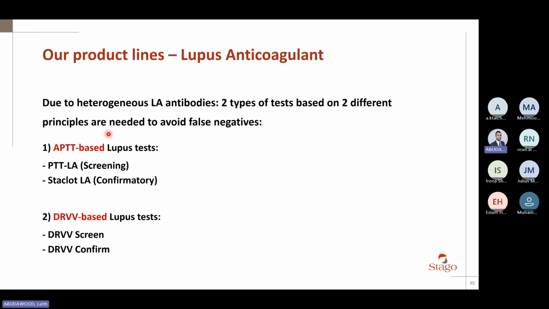For the APTT-based assays, we have PTTLA, which is the screening reagent. We have STACLOT-LA, which is the confirmatory reagent. So I need both. I cannot use PTTLA without STACLOT-LA. I cannot use STACLOT-LA without PTTLA. They are a system. You cannot use one without the other. The same for DRVV. As you can see, the name says DRVV screen and DRVV confirm. So these are the reagents.